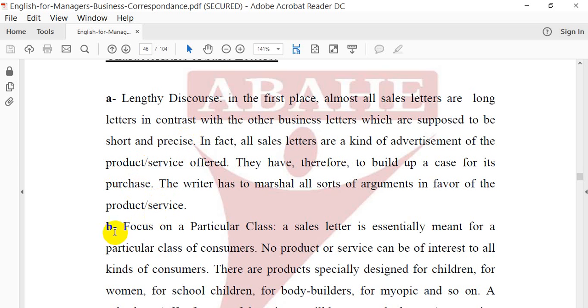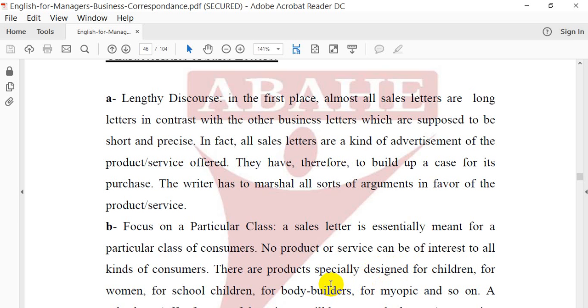The second one: focus on a particular class. What does it mean? For example, you are going to market your product or your goods. Who is the target here? Who is the target? The target here may be women, men, children, or old people.